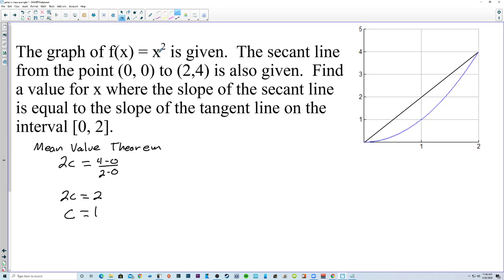The graph of f of x equals x squared is given. The secant line from the point (0, 0) to (2, 4) is also given. Find a value for x where the slope of the secant line is equal to the slope of the tangent line on the interval 0 to 2. And really what we're talking about is the mean value theorem.